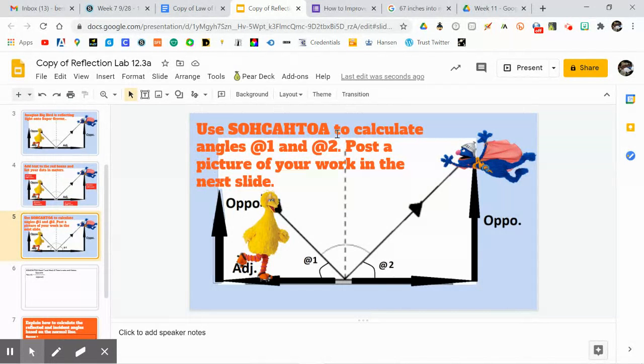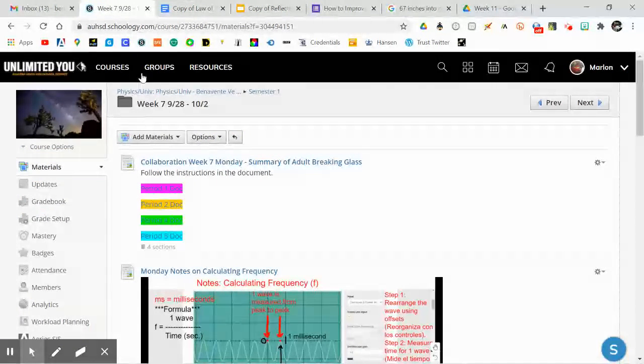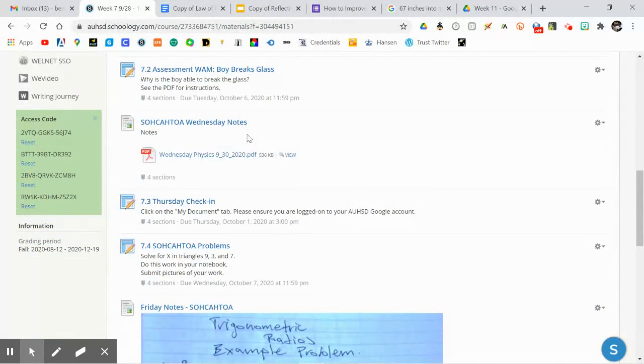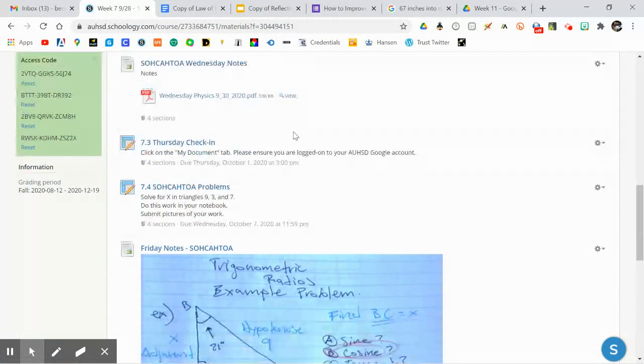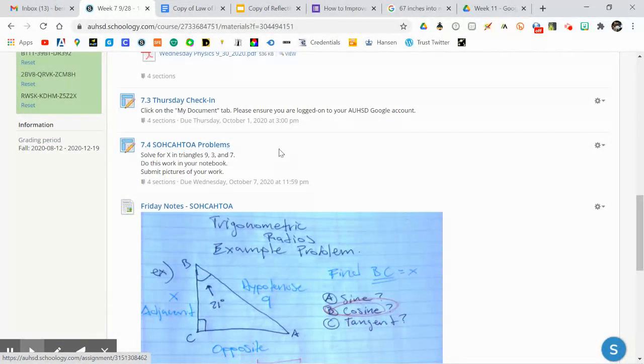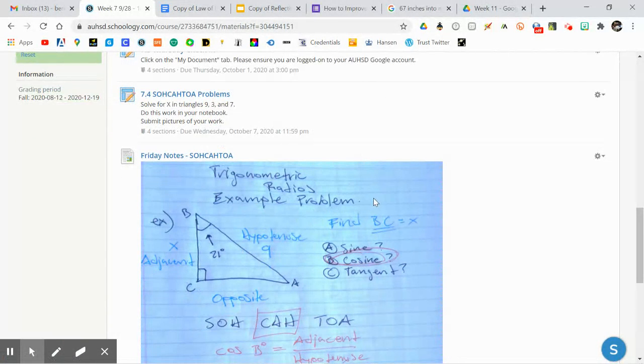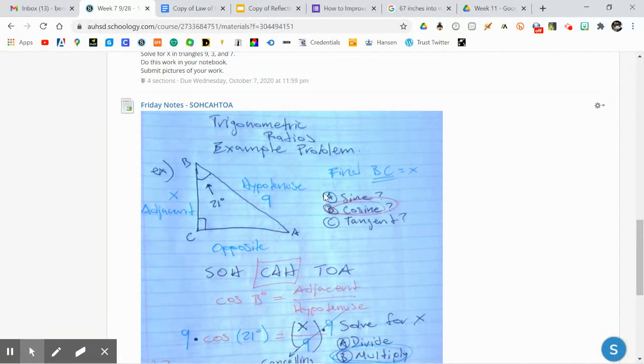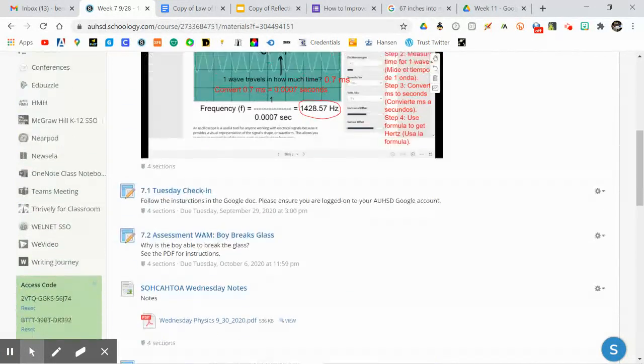And so we gotta use SOHCAHTOA for that. And to use SOHCAHTOA, everybody, let me take you to the week 7 folder. The week 7 folder has notes, all right? It has problems, and it has more problems, okay? It has a sample problem, okay?